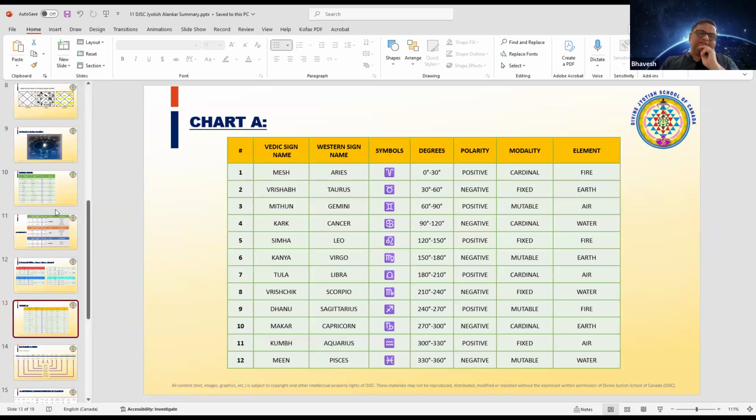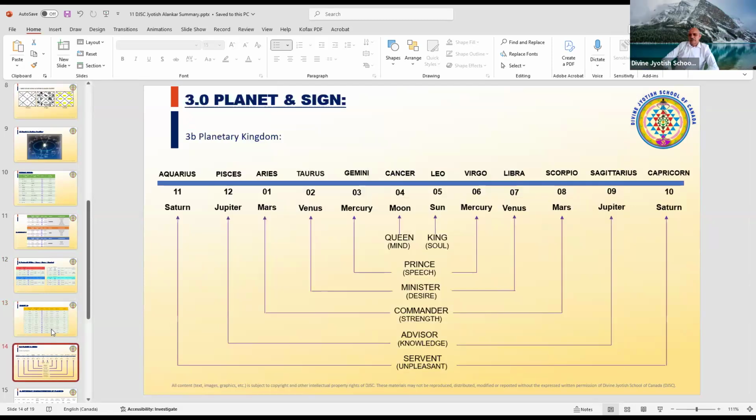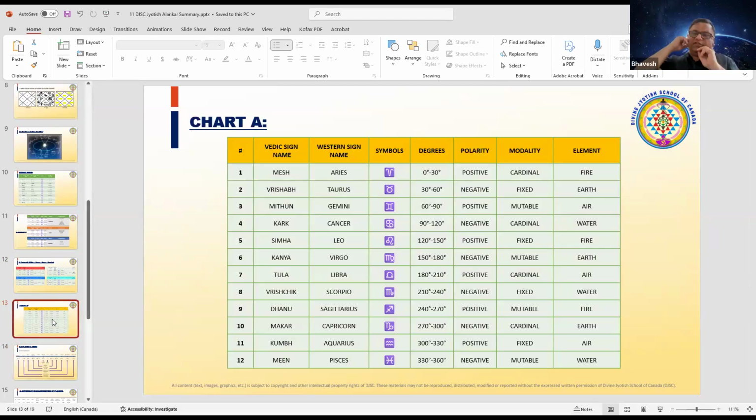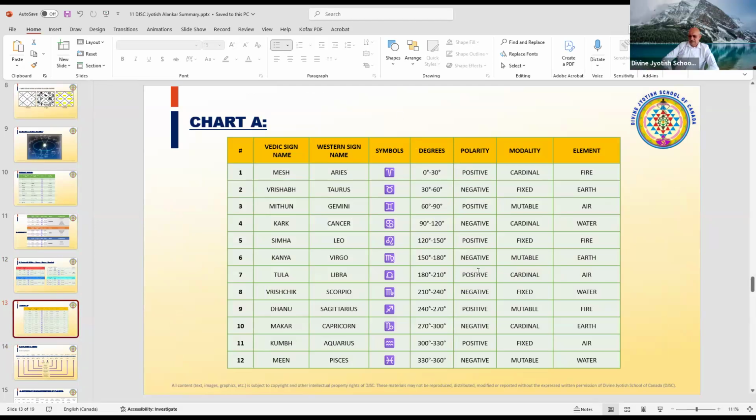I think it's just the chart of all the rasis together. We put all 12 rasis together in one chart, and here we are adding polarity, positive and negative polarity.